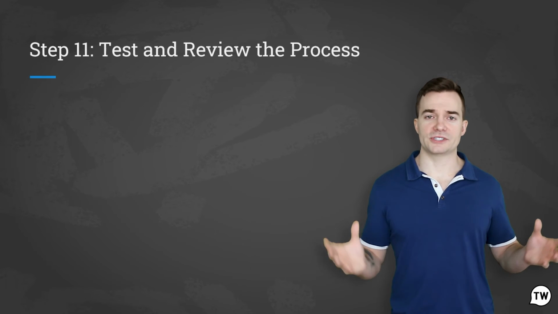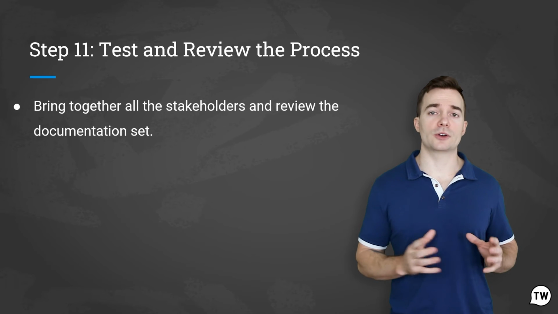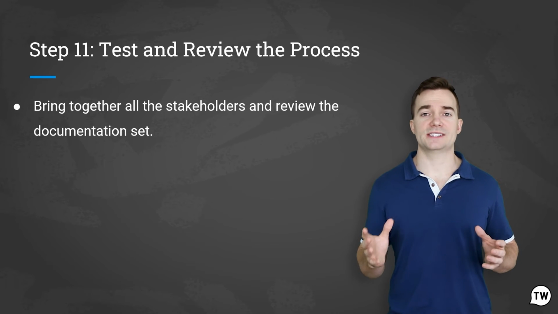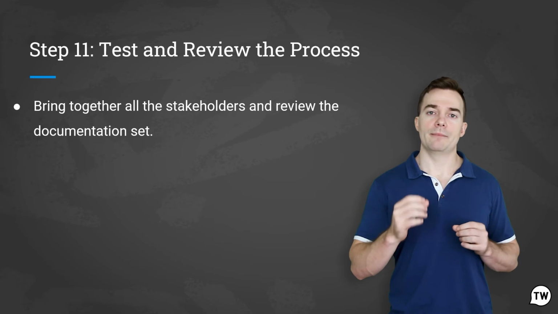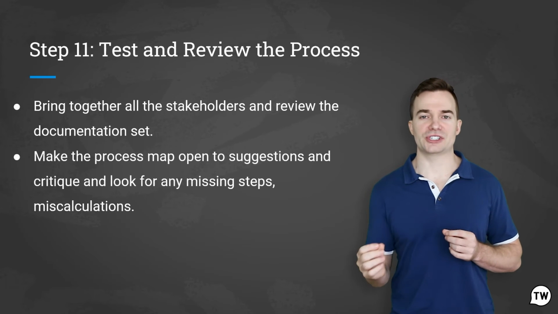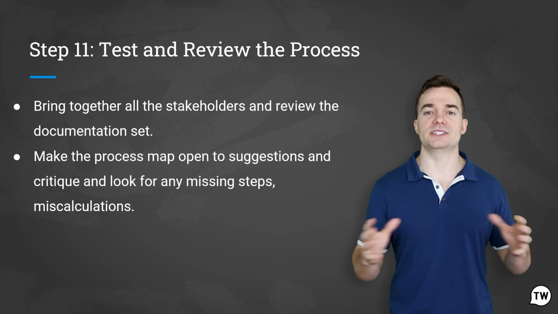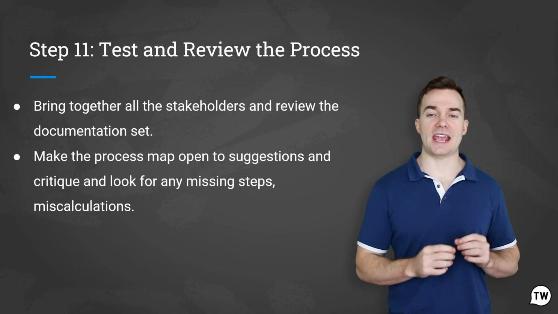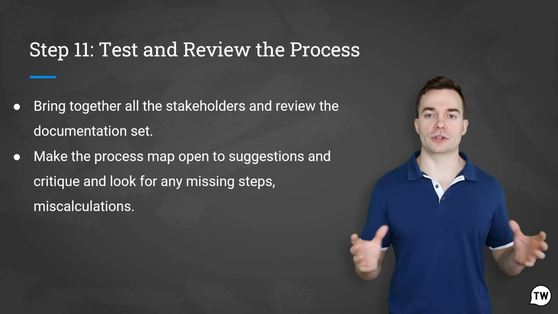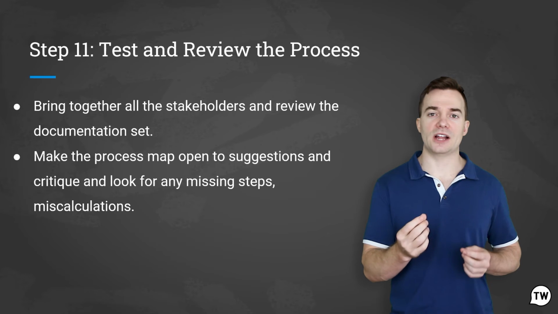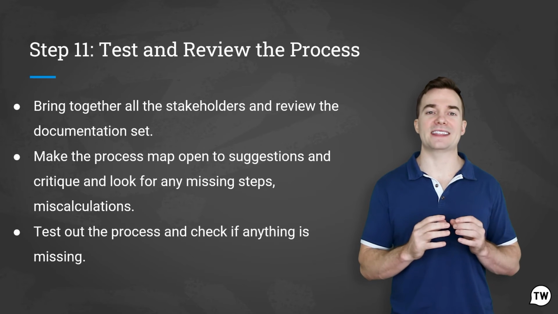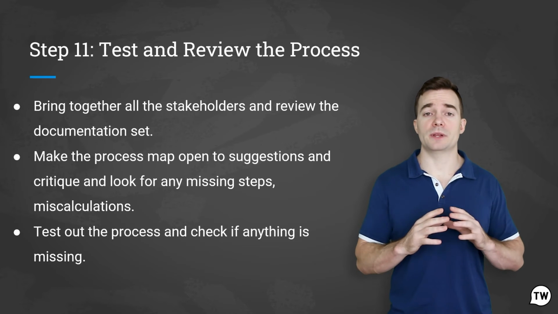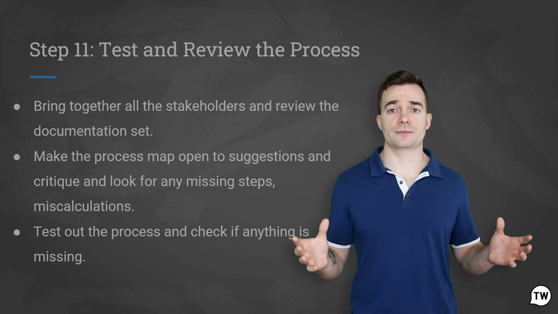Once you have a full process at hand, bring together all the stakeholders and review the documentation set in step number 11. Make the process map open to suggestions and critiques and look for any missing steps, miscalculations, and any steps out of order or general errors. And once it's finalized, test out the process and check if anything is missing or if it's consuming simply more resources than necessary. It may take some time to cover all these steps, but you'll see in the end that these steps were worth your time.